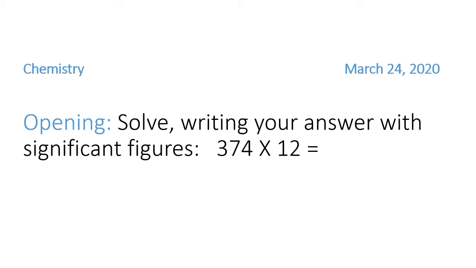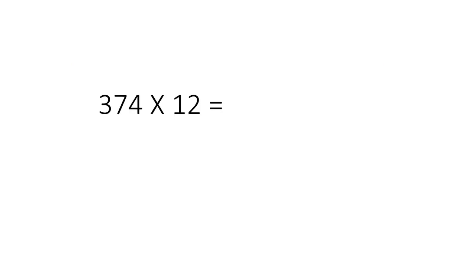Okay, you're back. Does that mean that you have the answer? Hopefully you've written it down. Okay, 374 times 12, I use my calculator and I get the answer 4,488. That is mathematically correct, but in the world of chemistry, we are concerned with significant figures. So how do we reduce that?